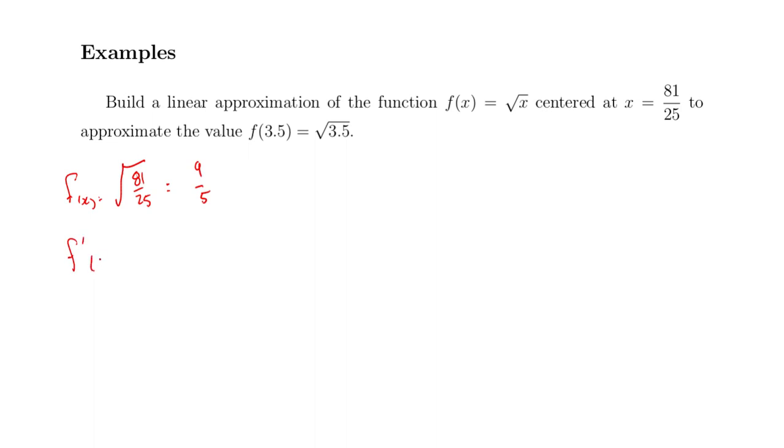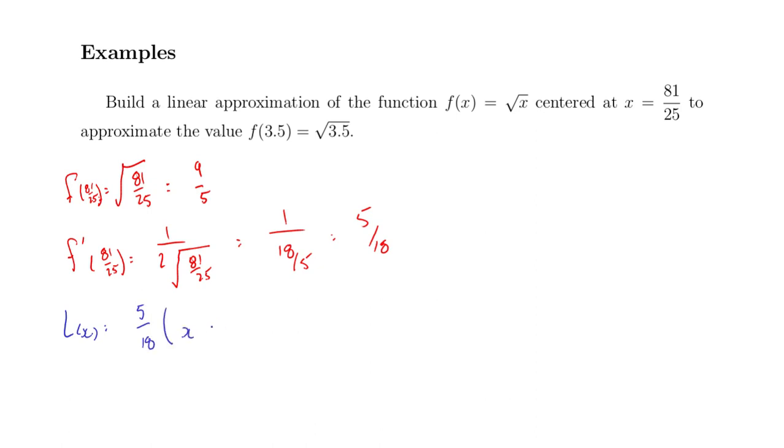We'll look at f prime of 81 over 25, and that's going to be 1 over 2 times the square root of 81 over 25, which is 1 over 2 times 9/5. So that's 1 over 18/5, which is 5/18. And now we can build our linear approximation. Again, L of x is equal to our slope, 5/18 times x minus our center, which is 81/25, plus our y value, which is 9/5.